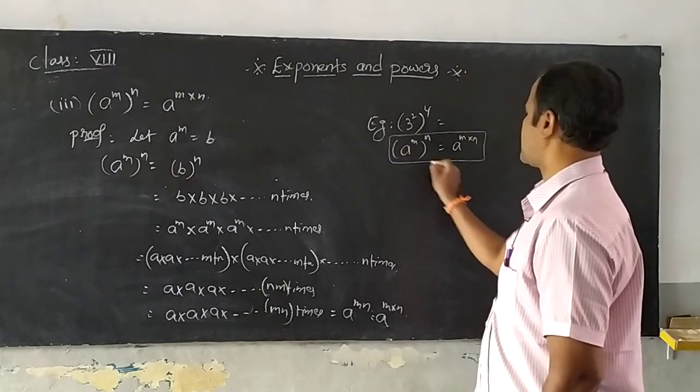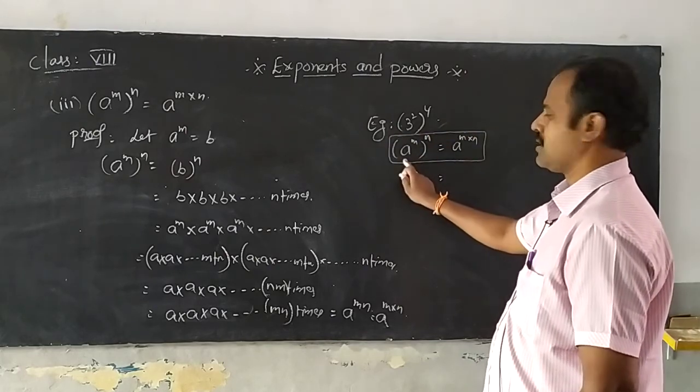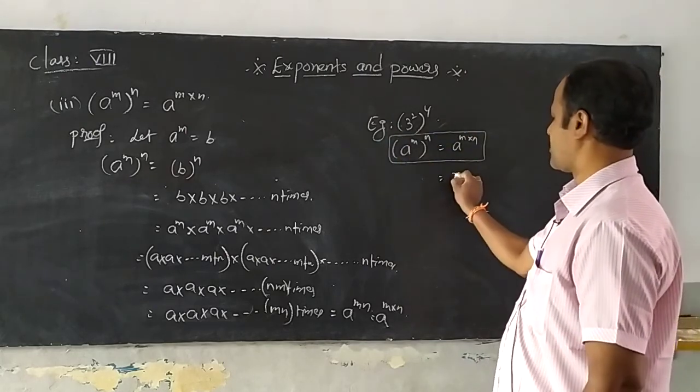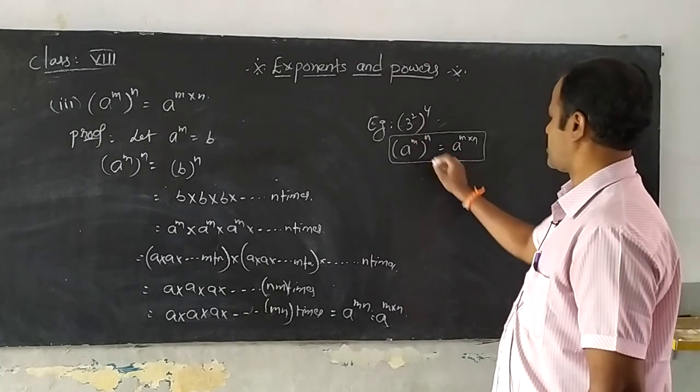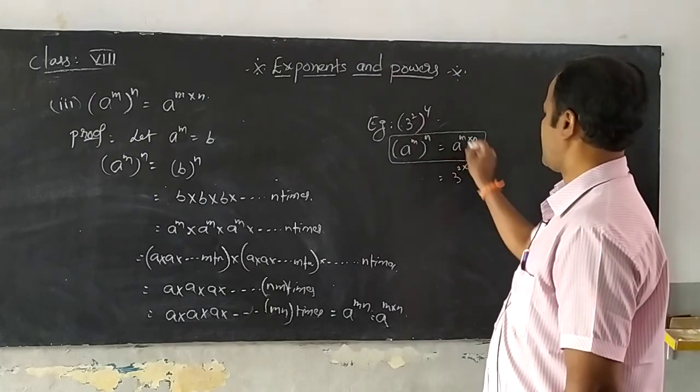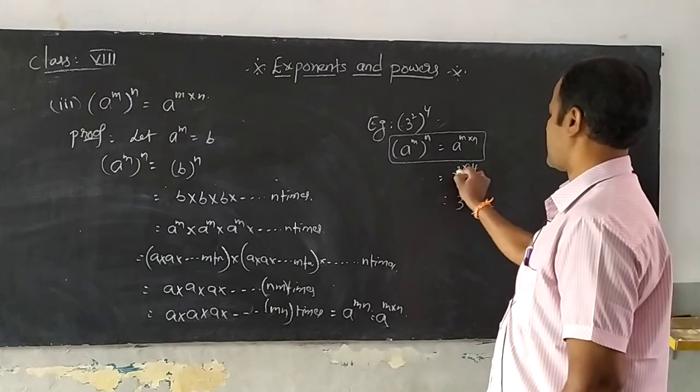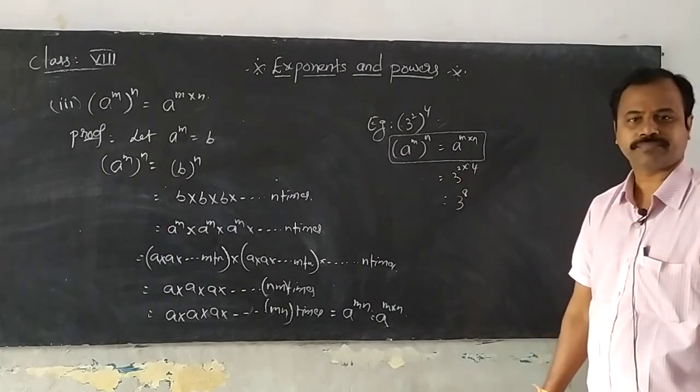Now on comparison, tell me what is a here? 3. Very good. What is m? 2. Very good. 2 into what is n? 4. So you get 3 power 2 fours are 8.